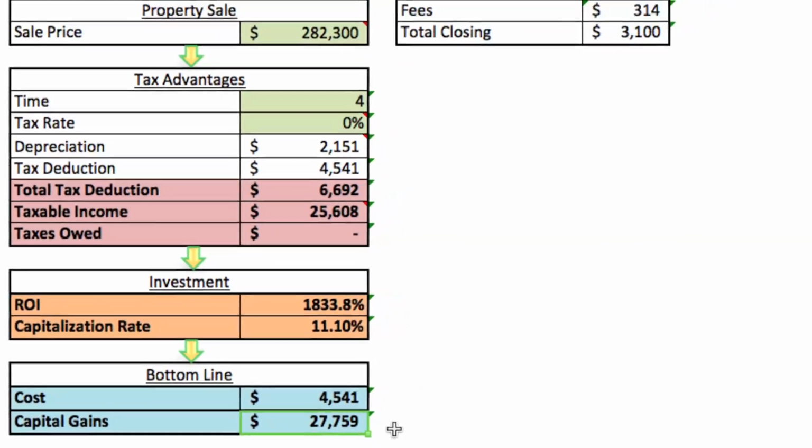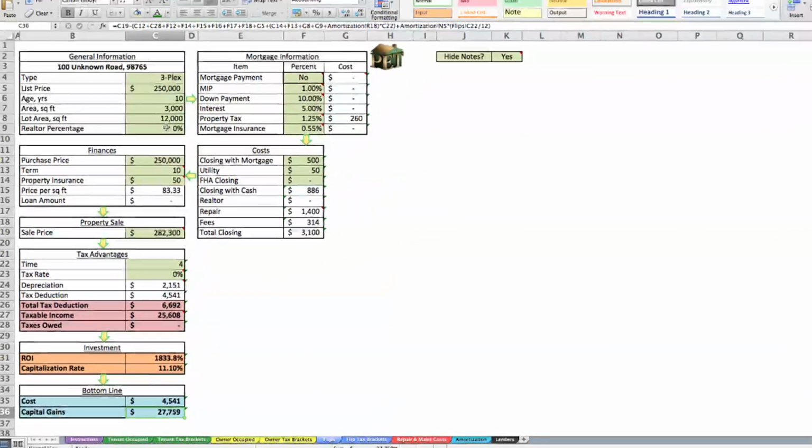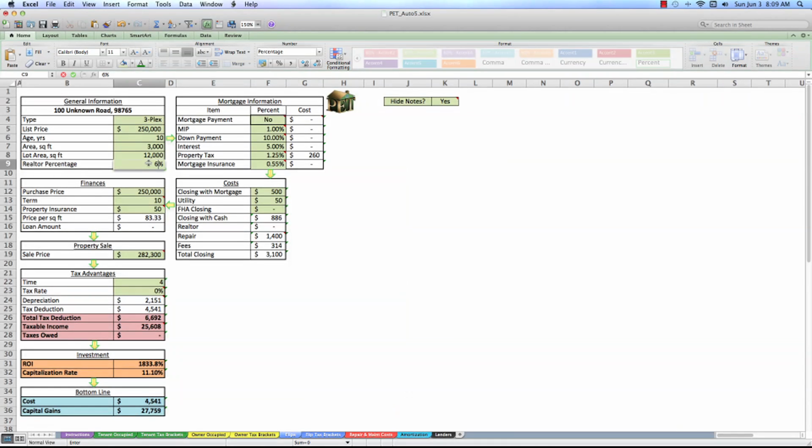Okay, at this time I'm going to go ahead and change the case back to the way it was. I'll put 6% here in the realtor percentage, and I will leave everything else the same. Now again, this is the case we ran to identify this $282,300 sales price to acquire at least 150% ROI. Now remember, this is an all-cash offer, but how would things change if we use financing?